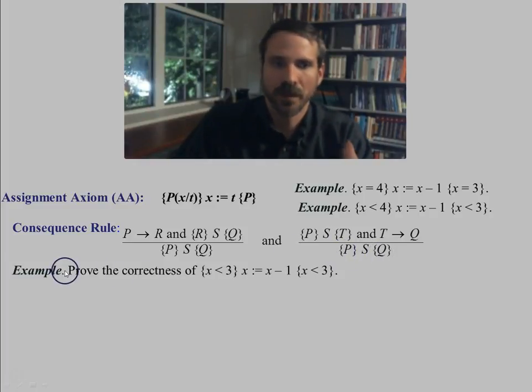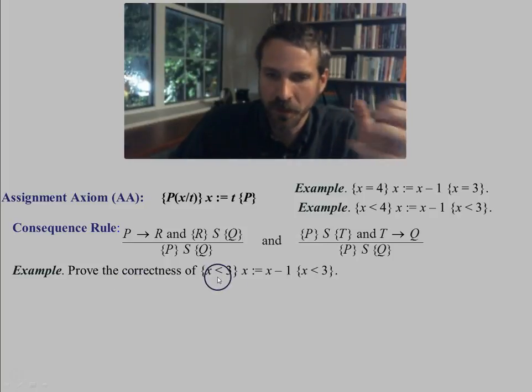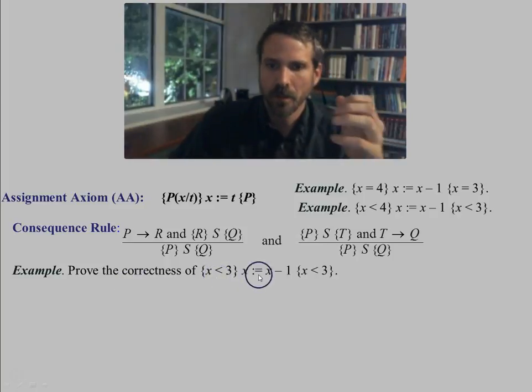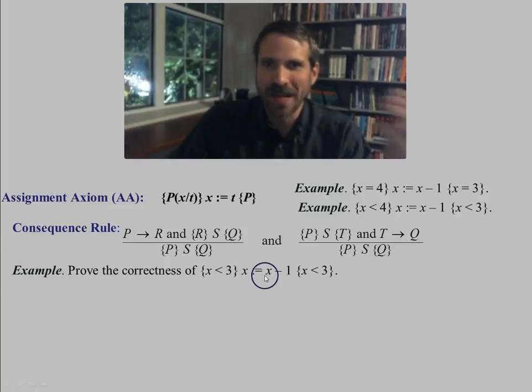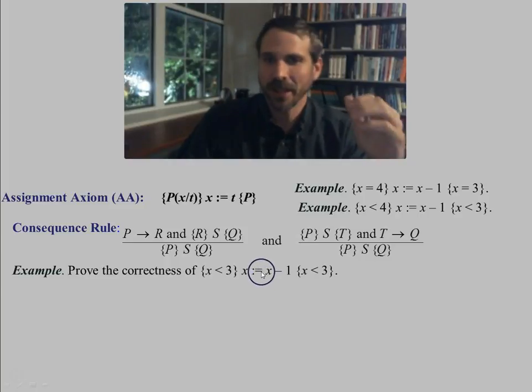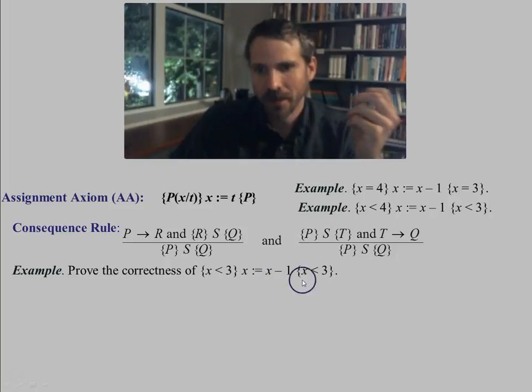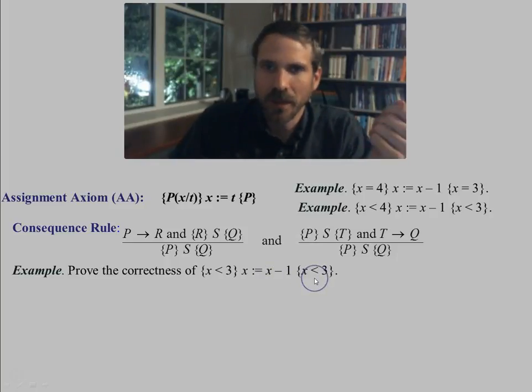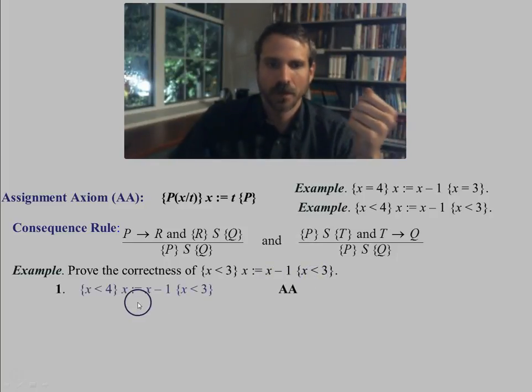So here's an example. Let's look at an actual proof in this framework. Let's prove the correctness of this: I'm going to start with x less than 3, my program is one line, it's a great program, one of the best you've ever seen. It says x equals x minus 1. And then at the end, I want to prove that I'm still less than 3. So here we go.